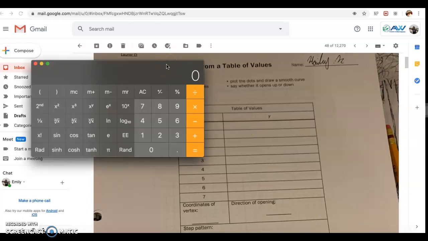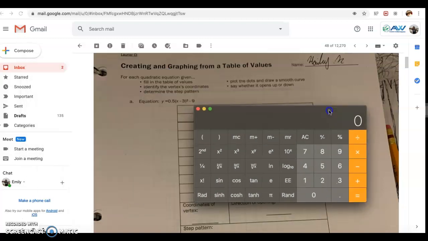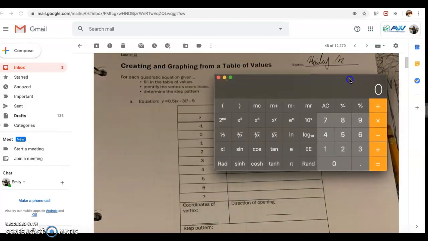You can maybe use a spreadsheet to do this if you're familiar with how to use those. But if not, I will show you how I would type this into a calculator. So we've got this part in brackets first. Our first x value is -1, so I'm going to put in 1, make it negative, and then -3.